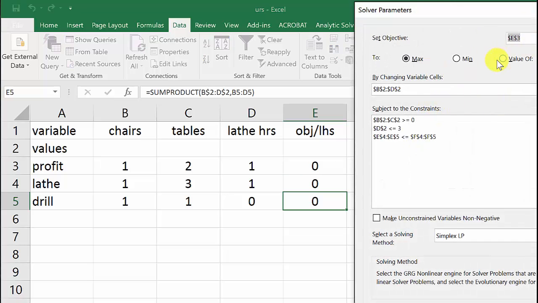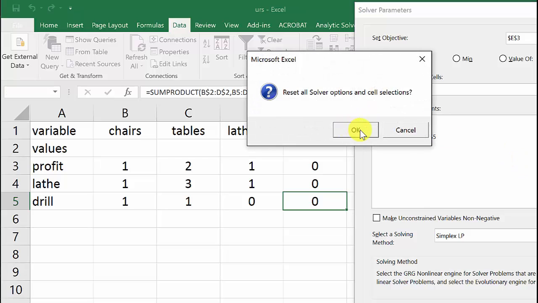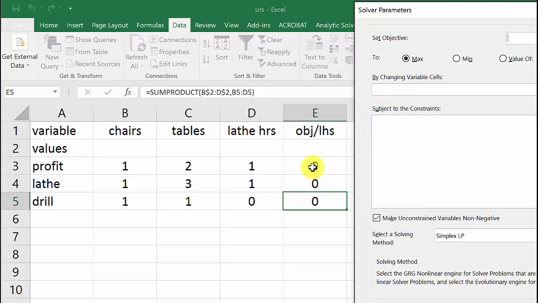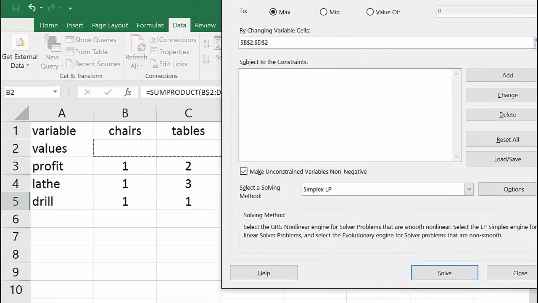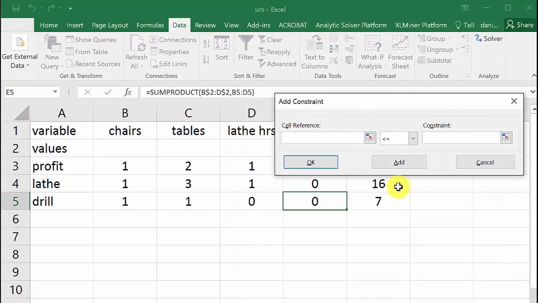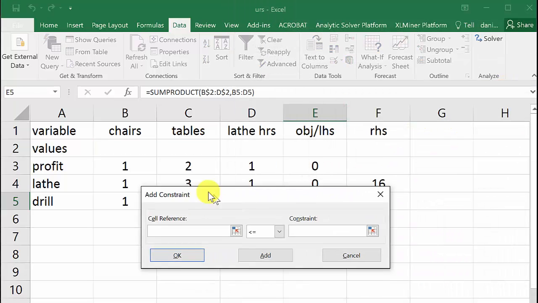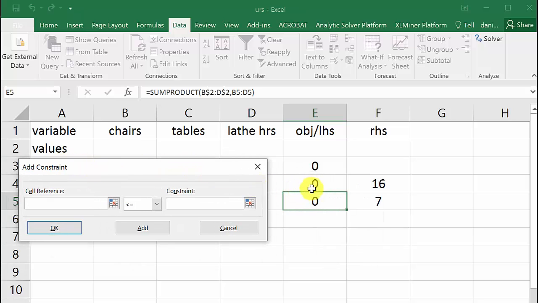and we've set some things up, but let's reset all of this and start again. The objective is here, and we are trying to maximize, and the cells that we're trying to change are these 3 cells. We're going to add the fact that we want this to be equal to 16, and then we want to add that this is going to be less than or equal to 7.